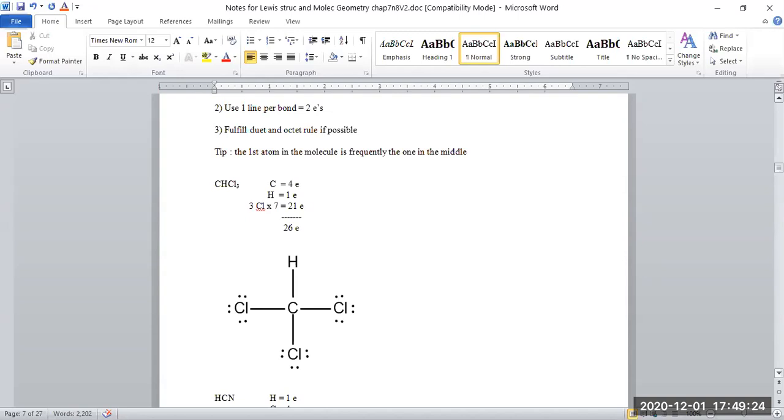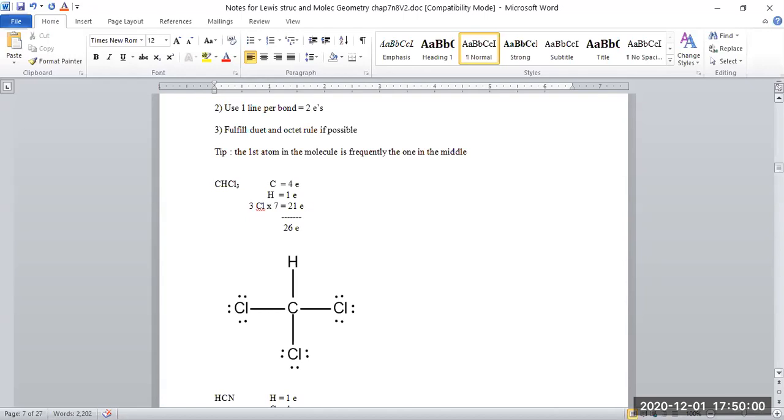All right, so let's start with the valence electron thing. Carbon, 4th column, 4 valence electrons. Hydrogen, 1st column, 1 valence electron. Chlorine, that's the halogen column, so 7 valence electrons. And since I have 3 of the chlorines, I did my little 3 times 7. There's 21 electrons that actually came from the chlorine atoms.